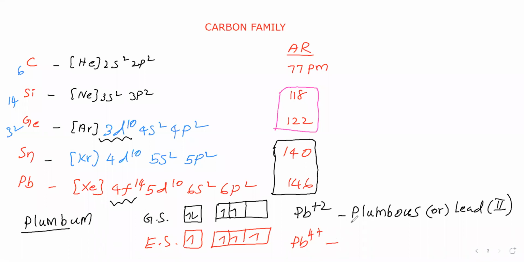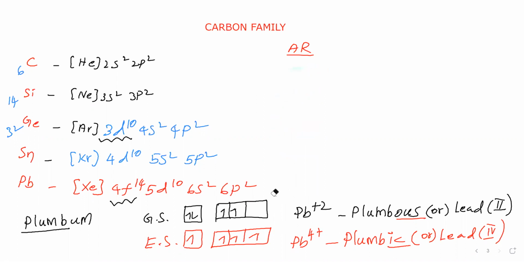Now you take the plumb word and include ic, plumbic you say. Another name is lead, and that oxidation number is +4, that you give as Roman numeral 4, lead(IV), like that you can say. So for lower oxidation number we say ous, for higher oxidation number we say ic. So lead can show +2 and +4. In the same way, tin shows +2 and +4 oxidation numbers, we can say.